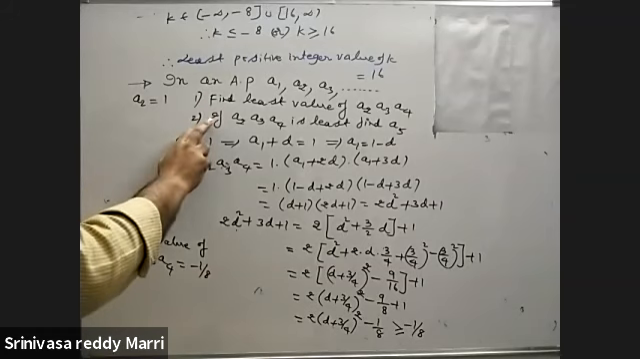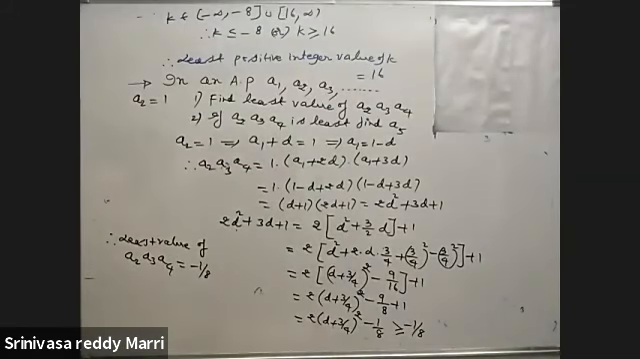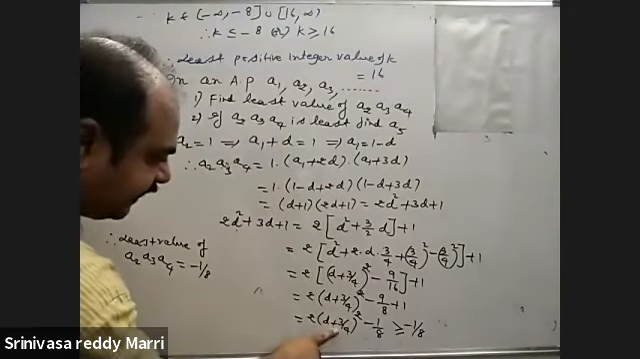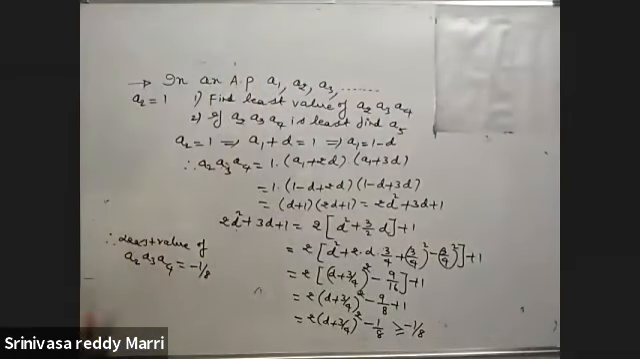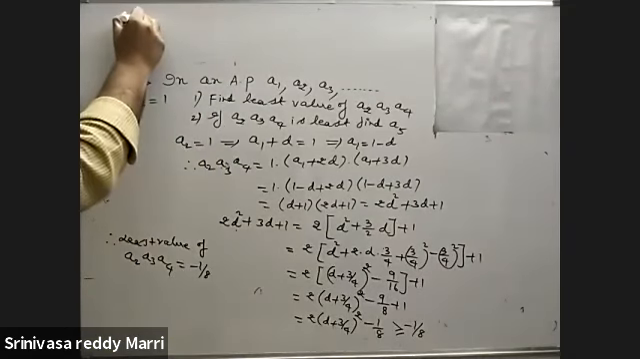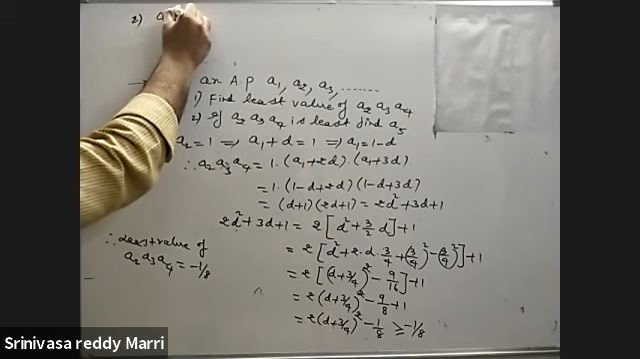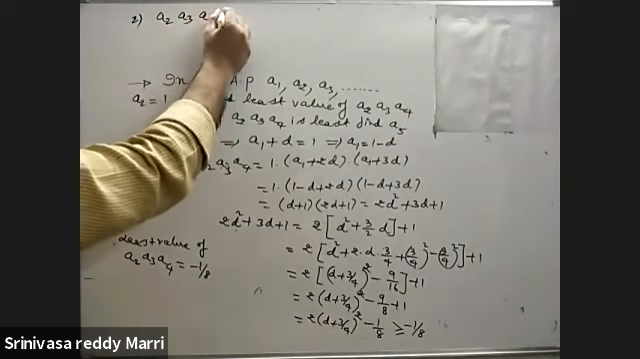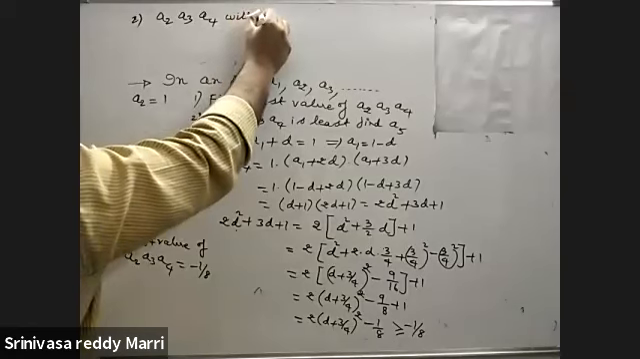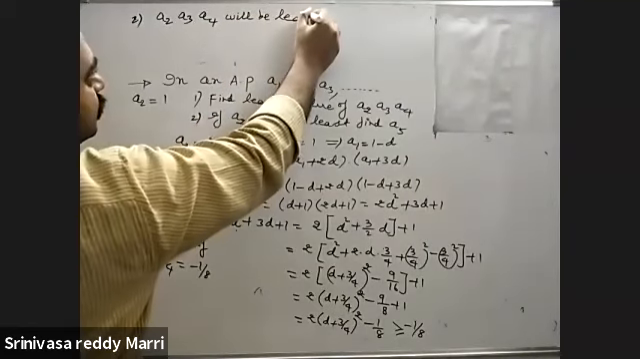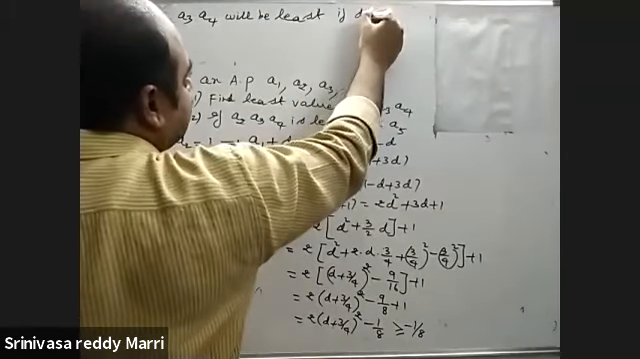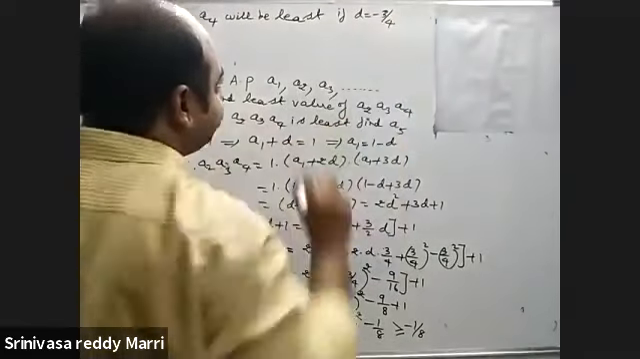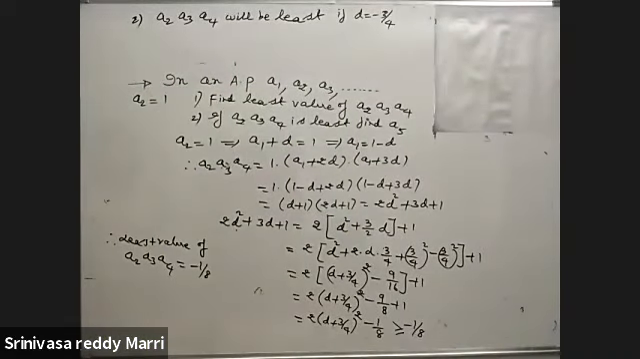Now what he is asking is, if A2, A3, A4 is least, find A5. Now when will A2, A3, A4 be least? When this is 0. That means when D equals minus 3 by 4, it will be least. So, second question: A2, A3, A4 will be least if the common difference equals minus 3 by 4.